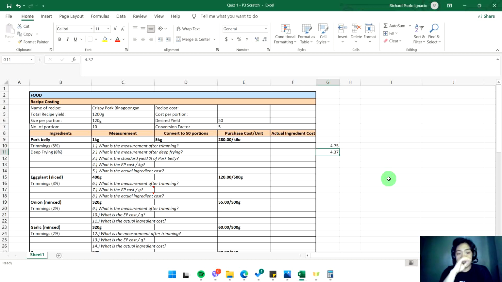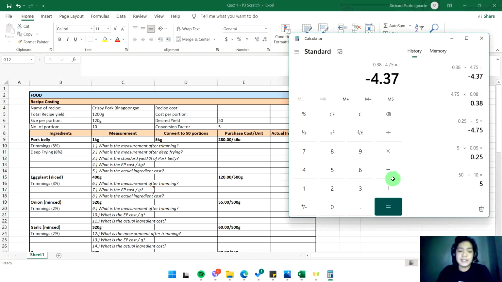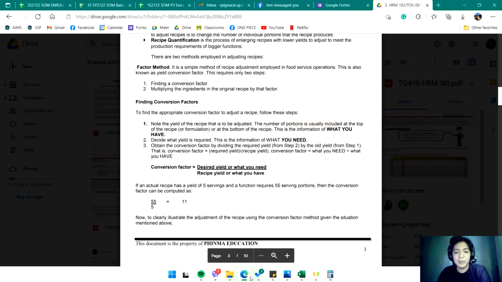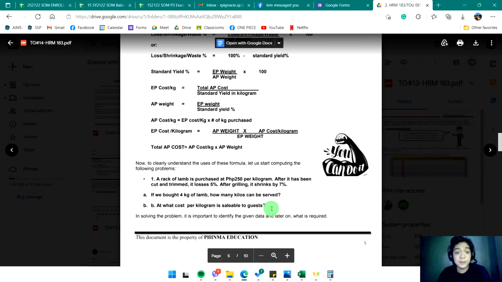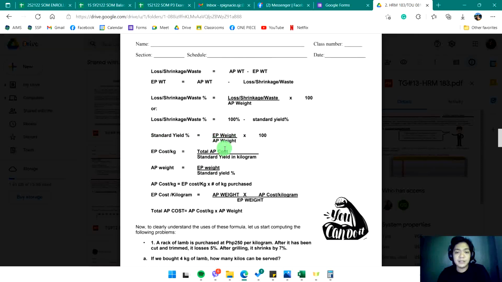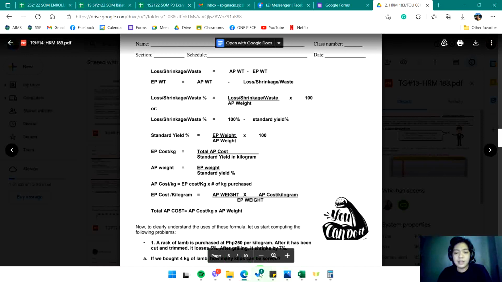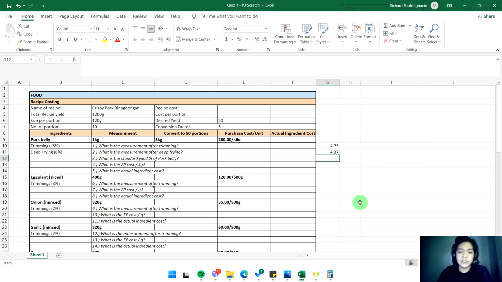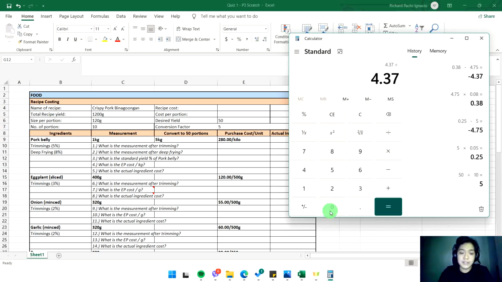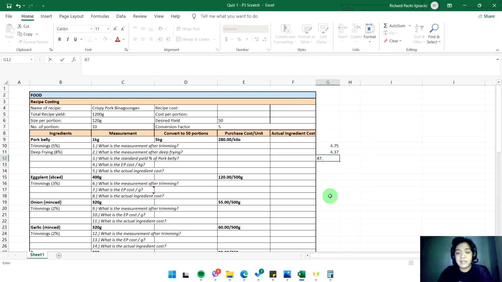The next thing that we have to do is what is the standard yield percentage of pork belly? Gaano karami sa 5 kilograms ang pwede kainin or yung edible portion in percentage. Yun ang hinahanap natin. Tingin tayo dun sa ating formula para mas klaro sa inyo. We have here standard yield equals EP weight divided by AP weight times 100. So ang gagawin natin is 4.37 divided by 5 times 100. We have 87.4. So ibig sabihin, 87.4% ng 5 kilograms ang makakain natin or available to sell, yung edible portion natin.